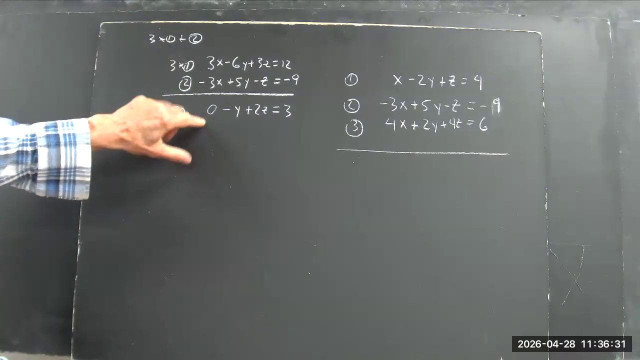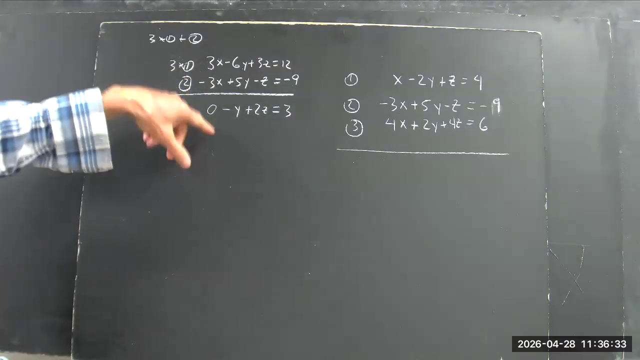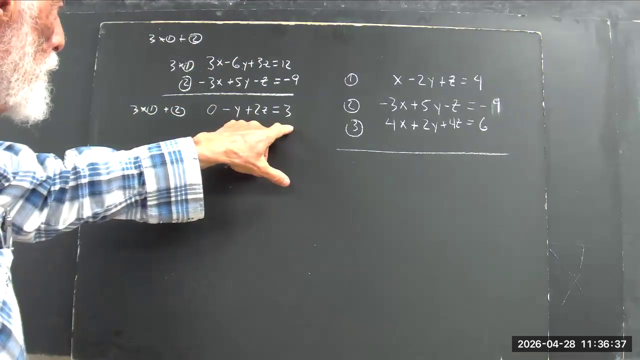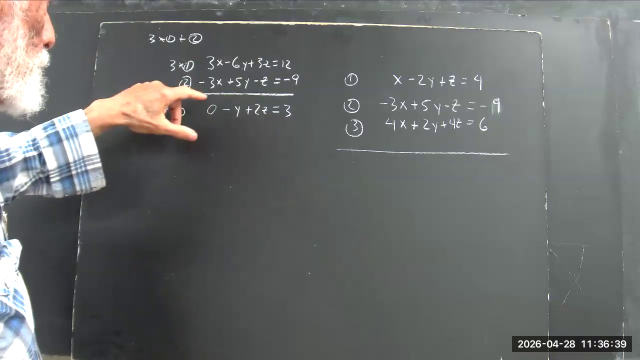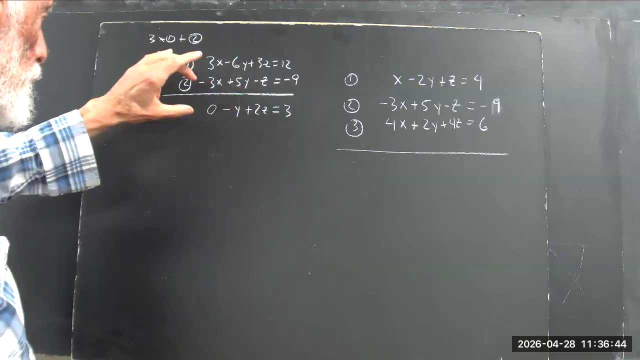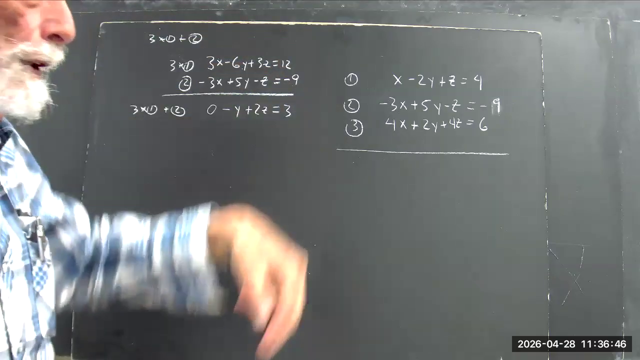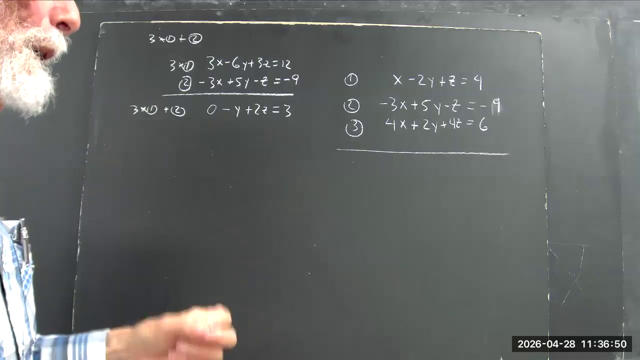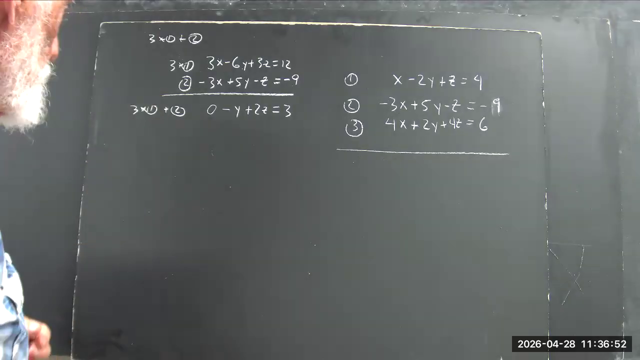Now you've got 0 here. And I've explained it's important to have these lined up so you can see what you've done. Some people just didn't bother writing the x and had negative y plus 2z equals 3, and it was over this way. We want to keep everything lined up, okay? It's easier. And if you make a mistake, it's easier to spot it.